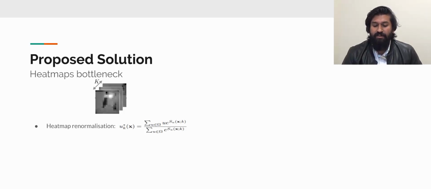So they are doing a heat map renormalization. Basically we have the values S_u x_k, which are like the pixel values in this heat map. Then they are taking the exponential of those values, and then after that they are weighting the pixel values, that means u's are basically the pixel coordinate values, and then summing it and getting the coordinate of the centroid.